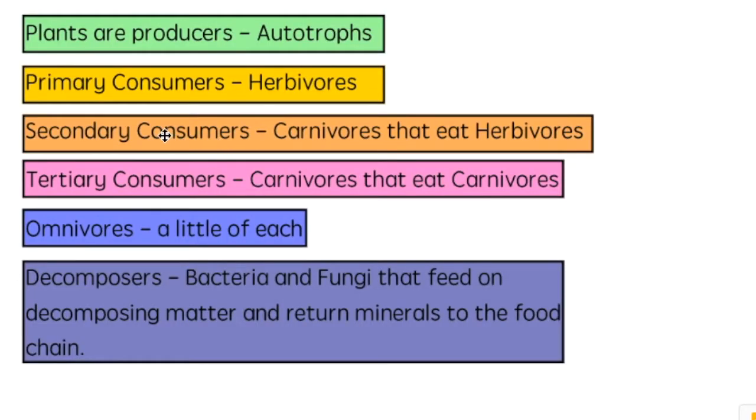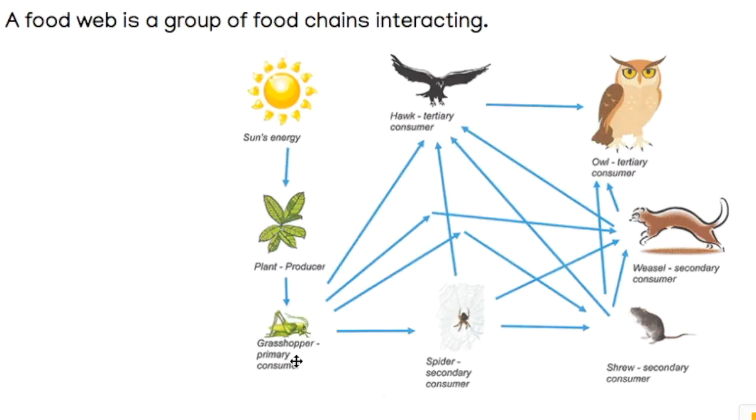Then we have secondary consumers. So those are carnivores that eat the herbivores. So in this picture, the spider eats the grasshopper. That makes the spider the secondary consumer. The shrew can also eat the grasshopper, and the weasel can eat the grasshopper. So since they're eating the primary consumer, that makes them the secondary consumers.